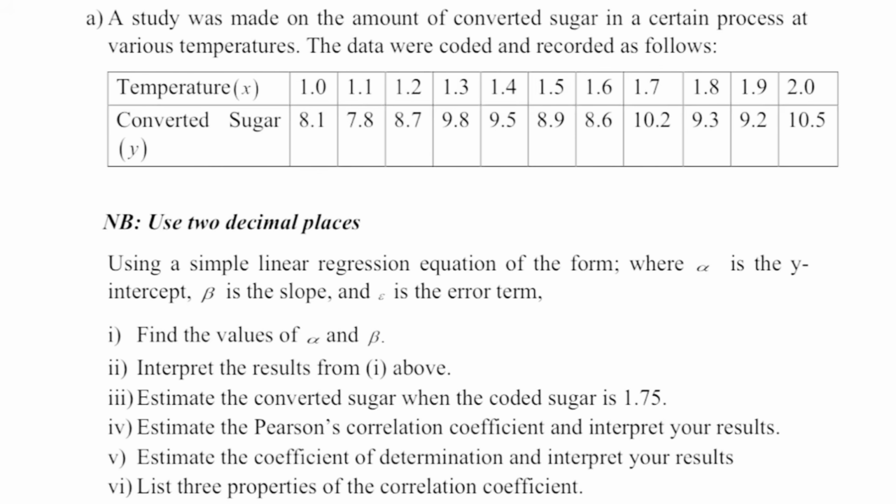Using a simple linear regression equation of the form where alpha is the y-intercept, beta is the slope, and e is the error term. I. Find the values of alpha and beta. II. Interpret the results from I above. III. Estimate the converted sugar when the coded temperature is 1.75. IV. Estimate the Pearson's correlation coefficient and interpret your results. V. Estimate the coefficient of determination and interpret your results. Then VI. List three properties of the correlation coefficient.